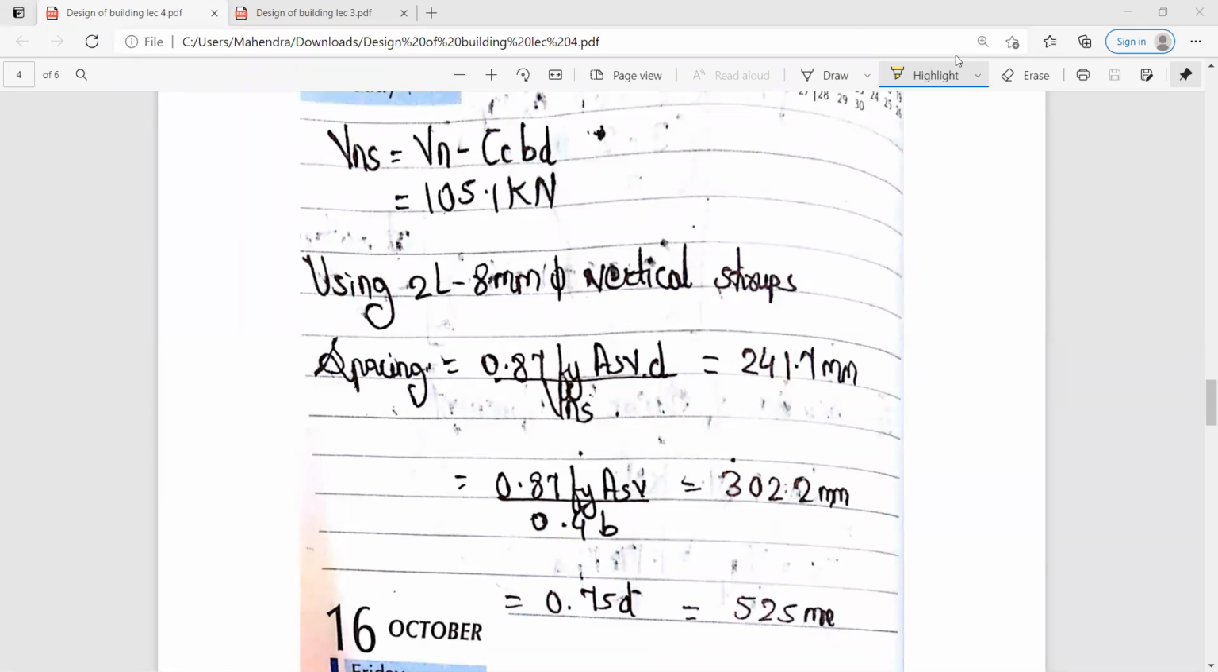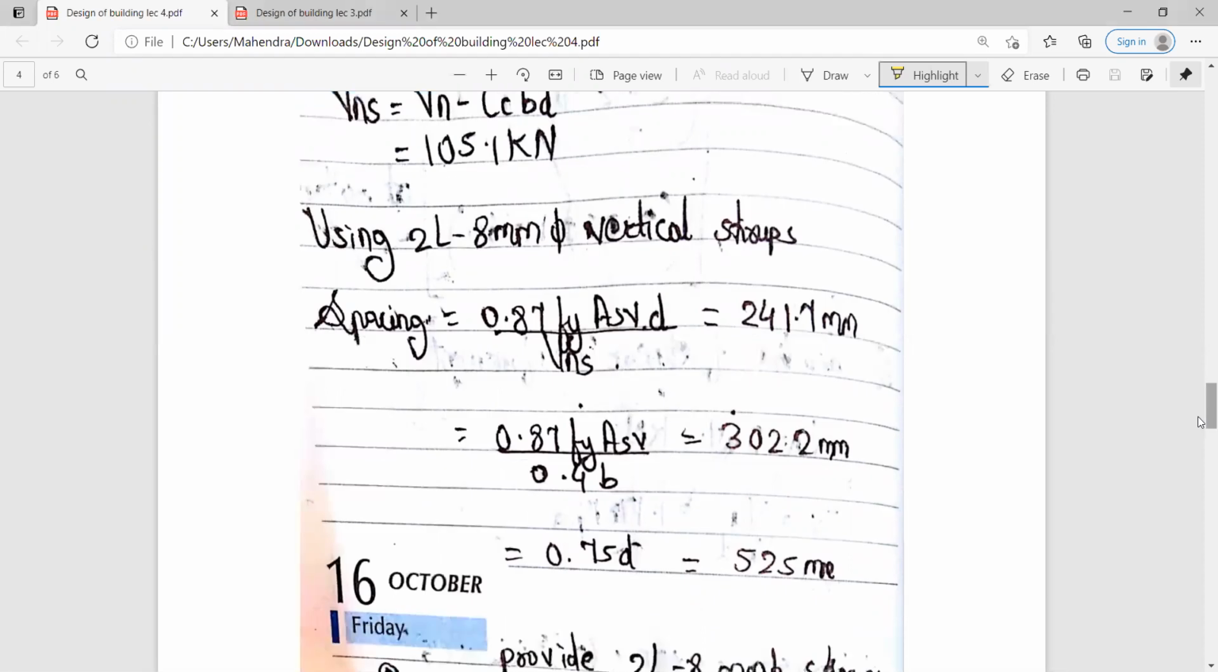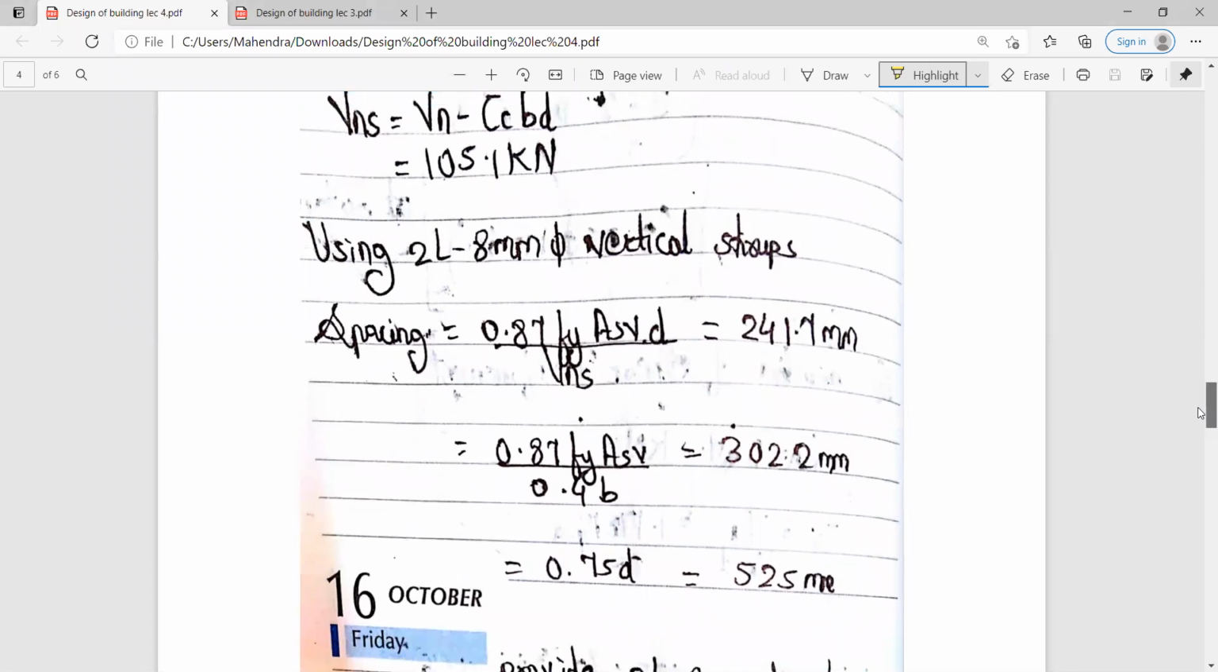So first of all, the formula is 0.87 into Fy into ASV into D upon VNS. Then the next formula is 0.87 Fy into ASV upon 0.4 B, and the next is 0.75 into D, and the last one is 300. So from all the four, जो भी minimum value आएंगी, that we have to consider for the spacing. So do up till here.